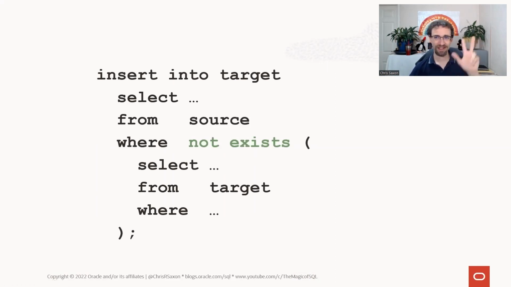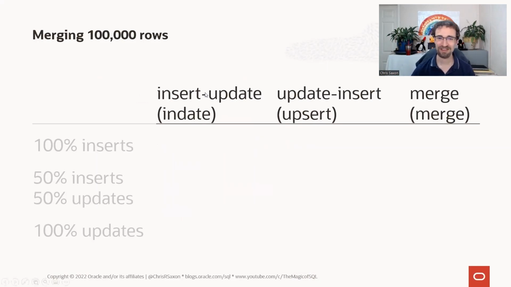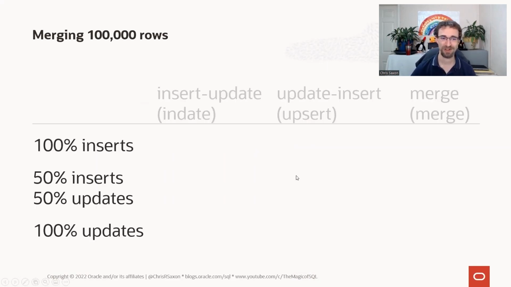So I actually did 3 tests. I did inserts first and then update, which I called an indate. Sounds a bit weird. An update followed by an insert, which I called an upsert, and then just a merge, which is obviously called merge. And then I compared different criteria: what happens if everything is an insert, if it's half and half, an equal split, and where everything is an update. I did this with 100,000 rows coming from the source.